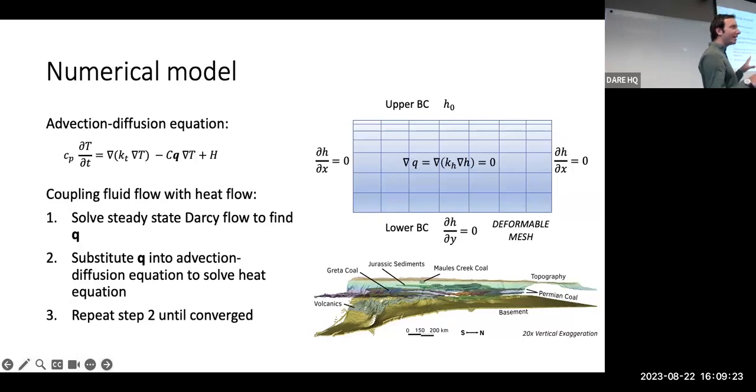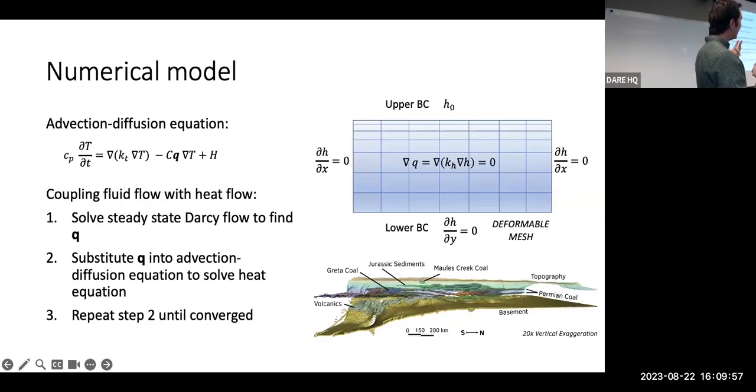This is a very crude cartoon of our model setup. Basically we have a deformable mesh, and this is just a box, right? Each node is part of a high resolution distribution of nodes within our box. We assign an upper boundary condition, lower boundary conditions, and side boundary conditions. Then within this box, we solve a numerical equation, which is the groundwater flow equation in steady state initially.